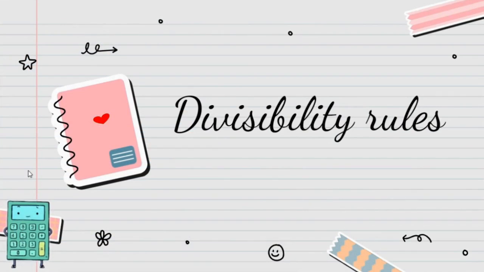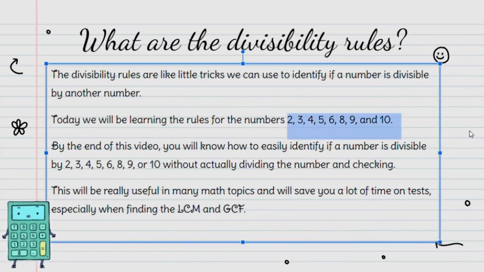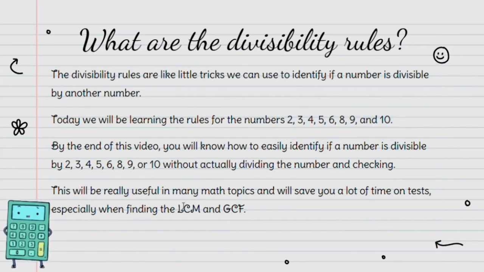Learning about divisibility rules. Divisibility rules are like little tricks we can use to identify if a number is divisible by another number. We're going to be learning the rules for these numbers right here. By the end of this video, you'll be able to find out if a number is divisible by these without actually having to divide the number and check.